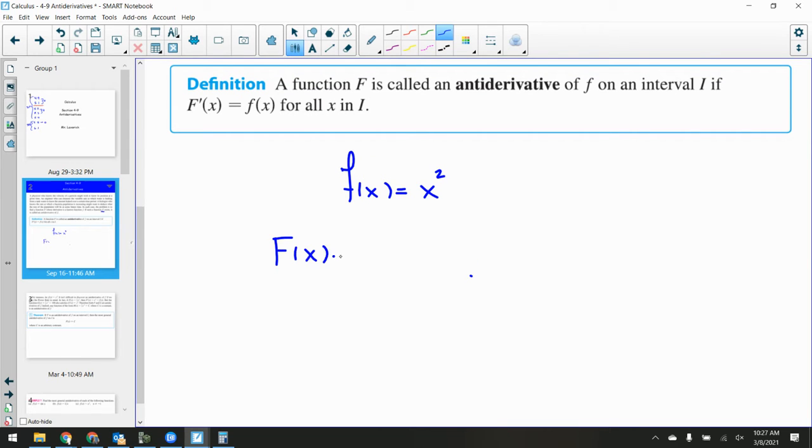Well, we might say, what if F is equal to x to the third? I just got done saying that this should be true, so let's find the derivative. Well, big F prime of x would be 3x squared. Did that come out to be just x squared? So what gets rid of that 3?